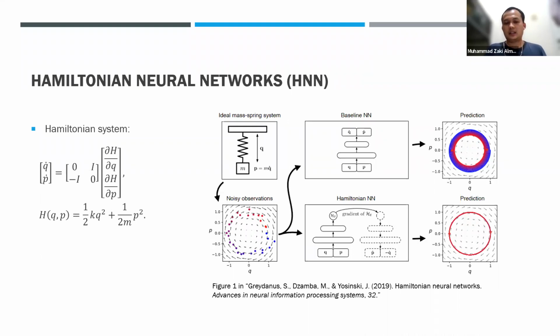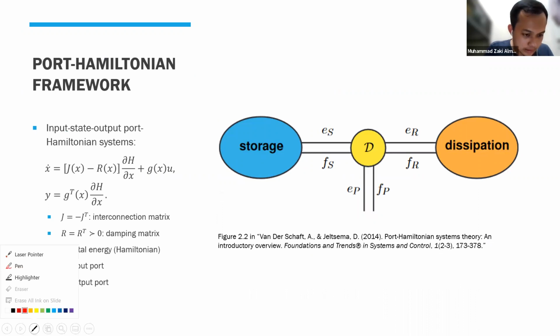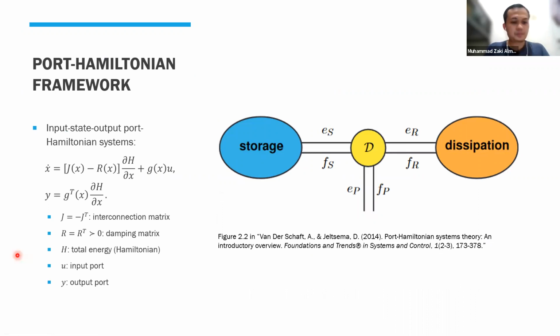Then after this, we will learn a little bit about the concept of Port-Hamiltonian. So basically, what is a Port-Hamiltonian framework? You can see on the left side, this is basically the general nonlinear Port-Hamiltonian system. It's the input, state, output Port-Hamiltonian system, where we have J as the interconnection matrix.